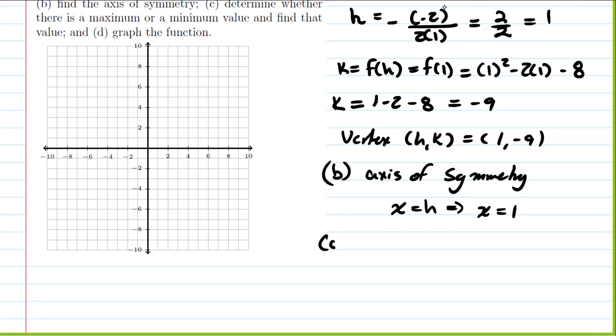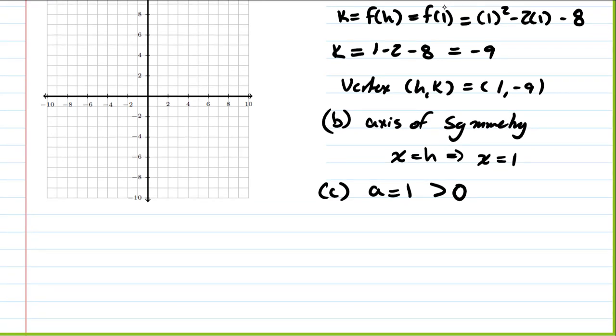We then, for part c, look at our a value. Our a equals 1, which is bigger than 0. So that means our graph is going to be happy. It opens up, so it's going to have a min, and the min is at the vertex. So we're going to have our f of 1 is equal to negative 9. So the min value is negative 9.